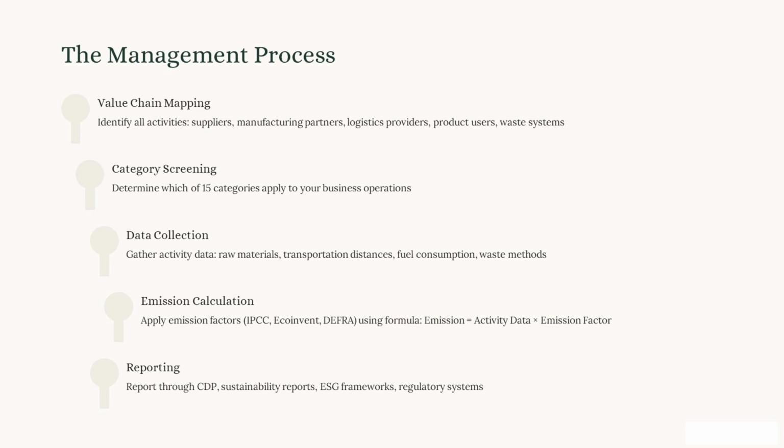Step 4, emission calculation. Once activity data is collected, companies apply emission factors to calculate emissions. Emission factors are available from databases such as IPCC, EcoInvent, DEFRA emission factors, and the IEA database. The general formula used is emissions equal activity data times emission factor. This allows companies to estimate greenhouse gas emissions associated with each activity.